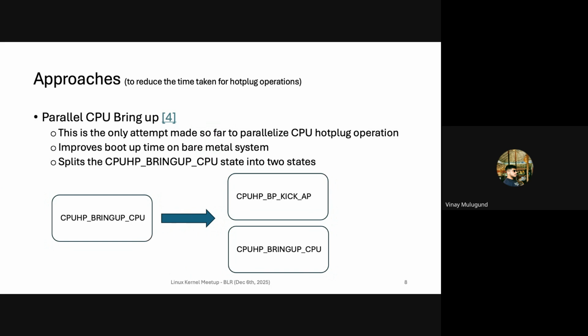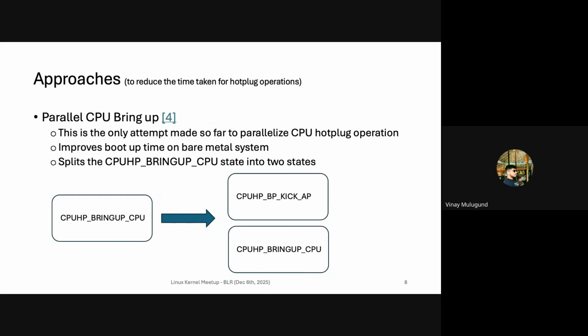While I was working to enable this series for PowerPC, we didn't see any improvement because it's mostly a virtualized platform, and this particular patch series does not show any improvement in virtualized environments.